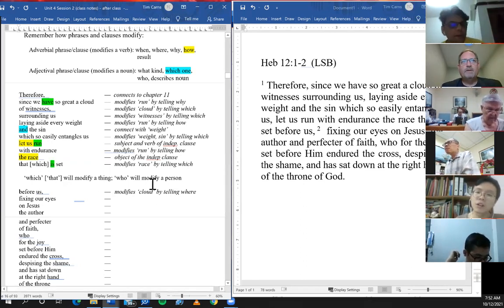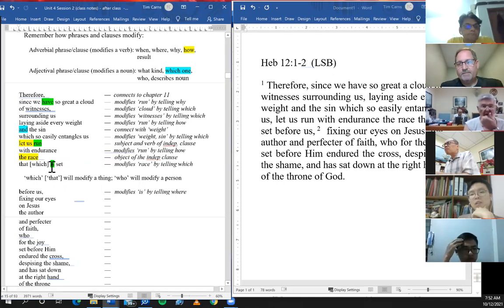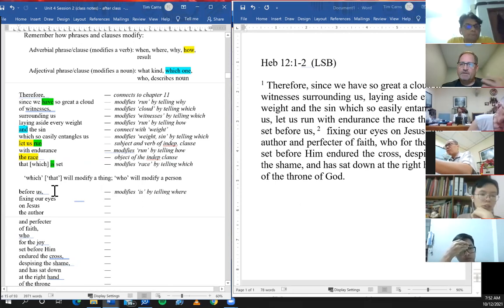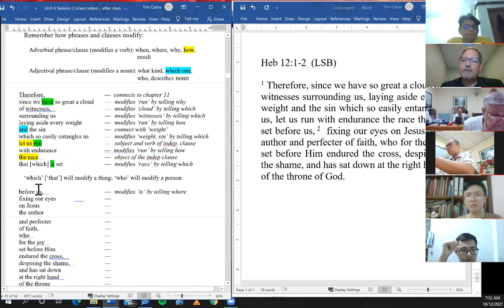Okay, does that? Yeah. I think is makes the most sense for a couple reasons. One, it's the closest verb. And two, when I ask myself, does it make sense that it's describing the location where the race is set? Yeah, that makes sense. So I would say that it's modifying is because it's telling us where it is set.